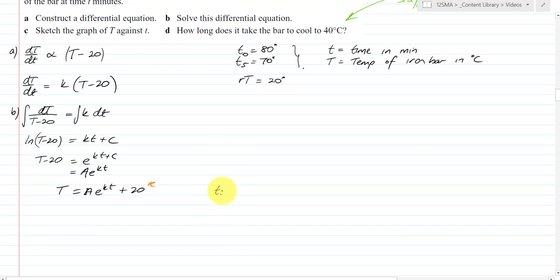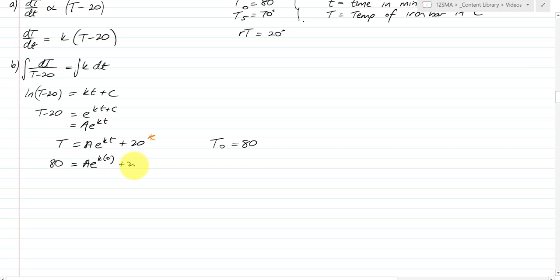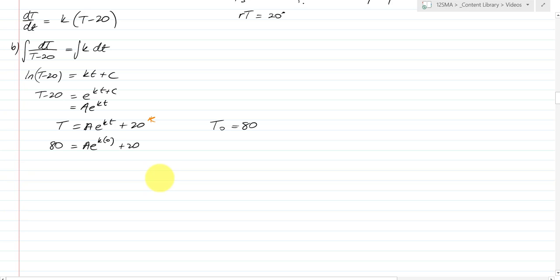So we know that T naught, and I've actually written these wrong, that should be capital T really. So the temperature at time 0 is 80 degrees. So we know that T naught is equal to 80. Therefore at time equals 0, we get 80 equals a e to the k times 0 plus 20. If we have the initial value, it really helps. And we're getting a special value for a now as well. 60 equals a e to the 0, and therefore a is equal to 60.